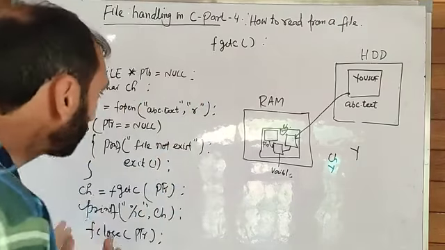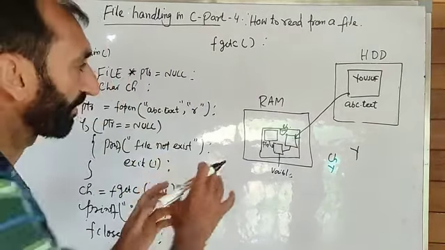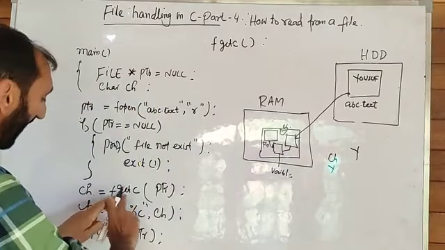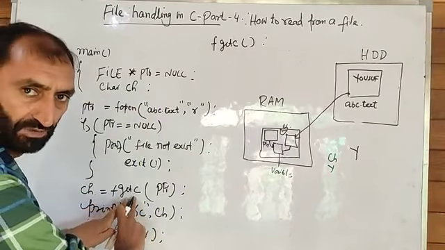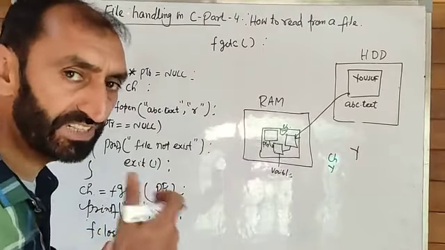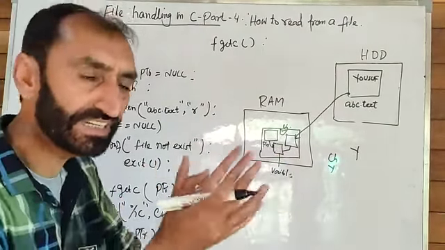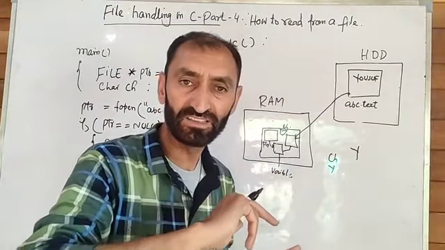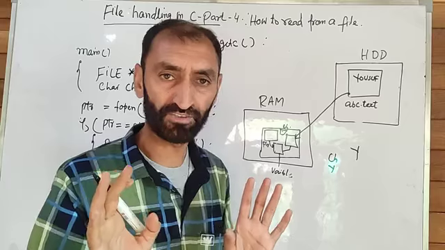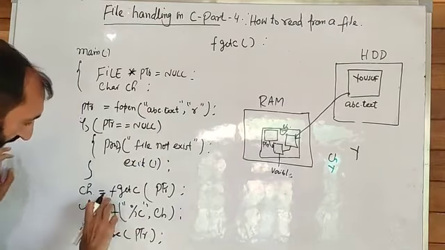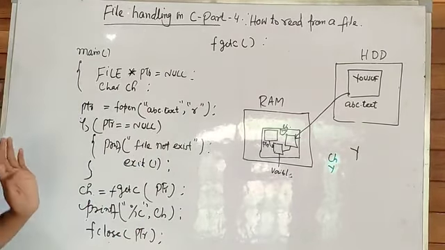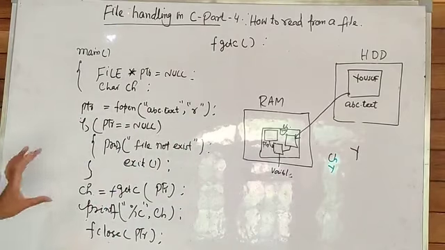So, if we want to read a single character from the file, we can simply use the fgetc function. Now, what does the fgetc function do? It reads a single character from the file. It returns only one character from the file.